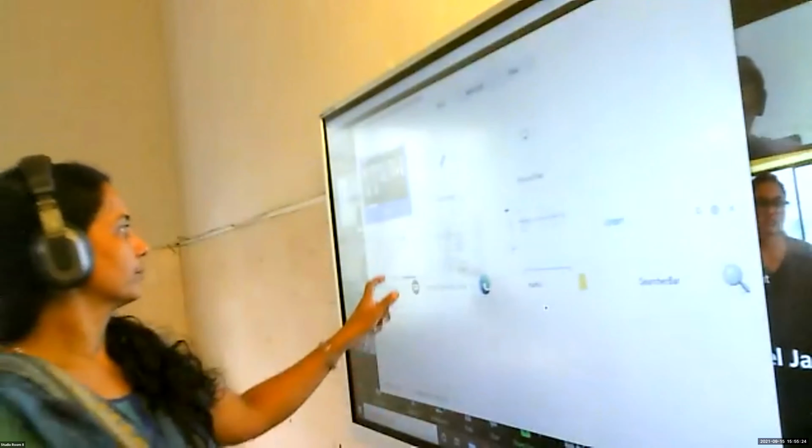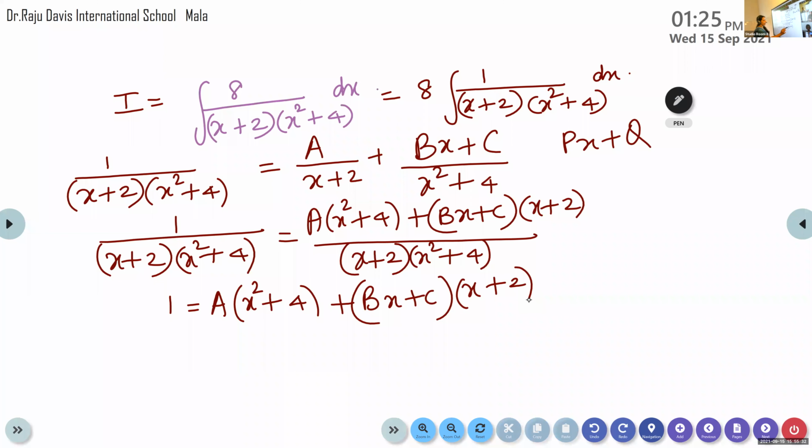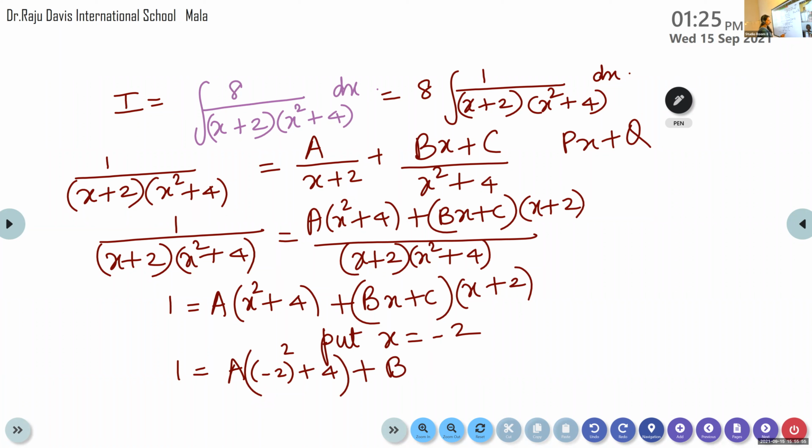Now look at here. What can you substitute here? X plus 2 is there. So what can we put? You put x is equal to minus 2. If you consider the linear factor, if you put x is minus 2, here nothing is there. So 1 is equal to a into minus 2 square plus 4, plus b into minus 2 plus c into, here minus 2 plus 2 will become 0. This one will become 0.